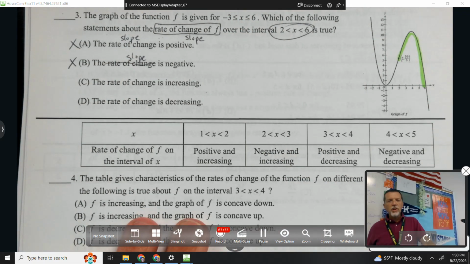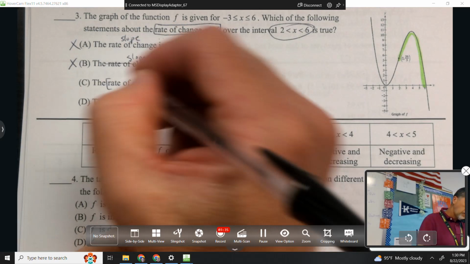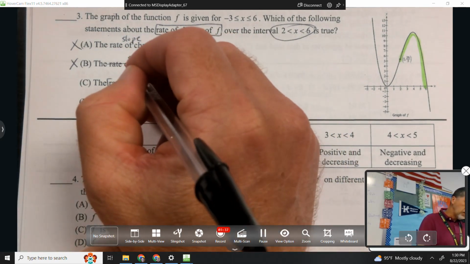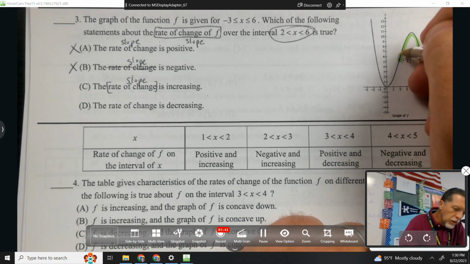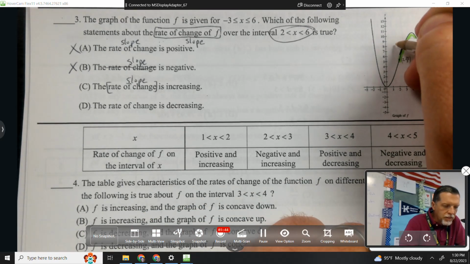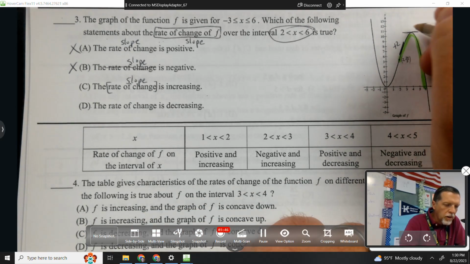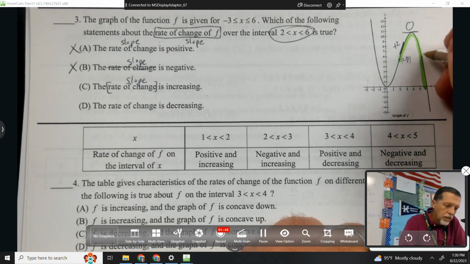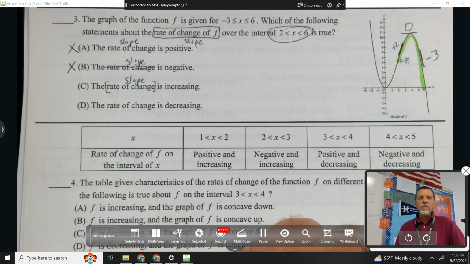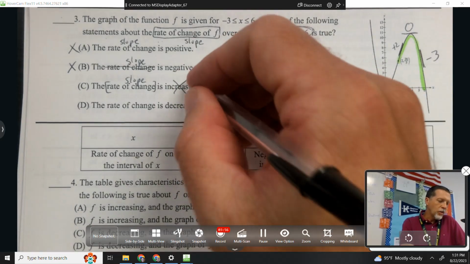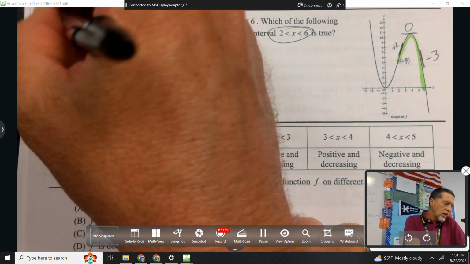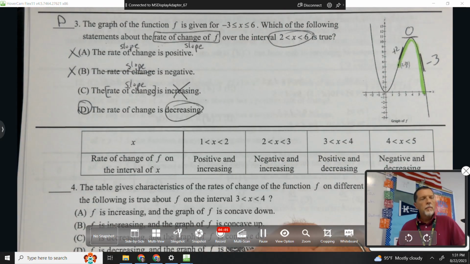So the rate of change is increasing. The slope is increasing. Let's see. So the slope here is like, I don't know, +2. The slope there is definitely 0. The slope over here is -3. I don't know. I'm just trying to get a feel for this. So the slope is, no, it is not increasing. The slope is decreasing. So answer choice D.